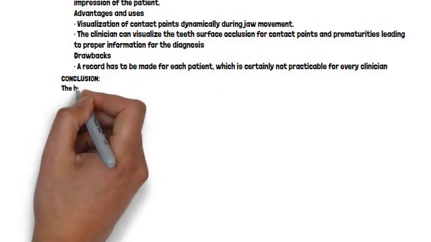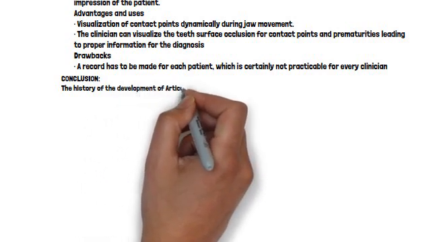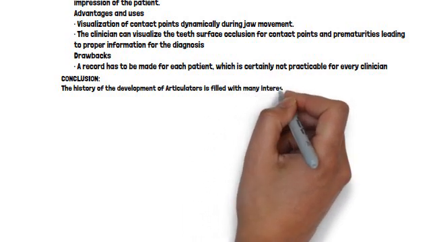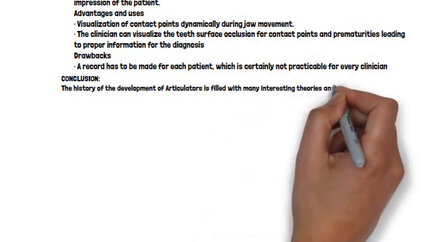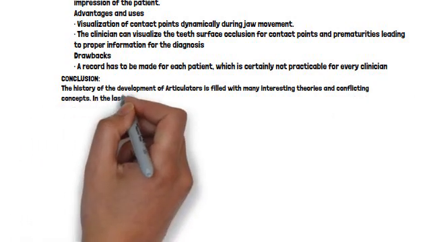Conclusion. The history of the development of articulators is filled with many interesting theories and conflicting concepts. In the last 2 or 3 decades, there have been concurrent tendencies either to reduce the articulator to a simple hinge or to make it more and more complex so as to record all mandibular movements.